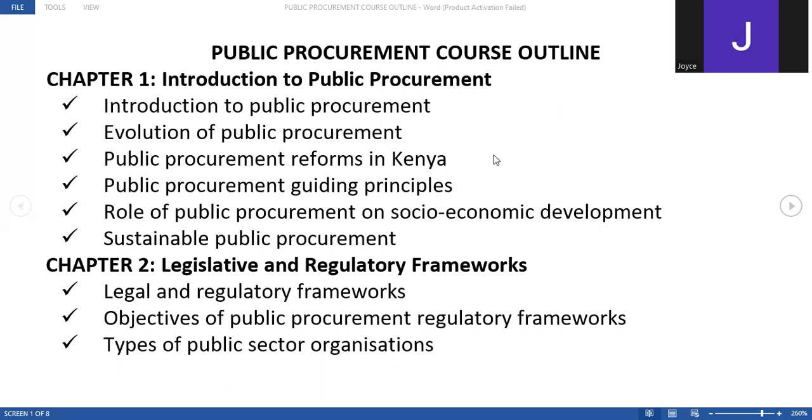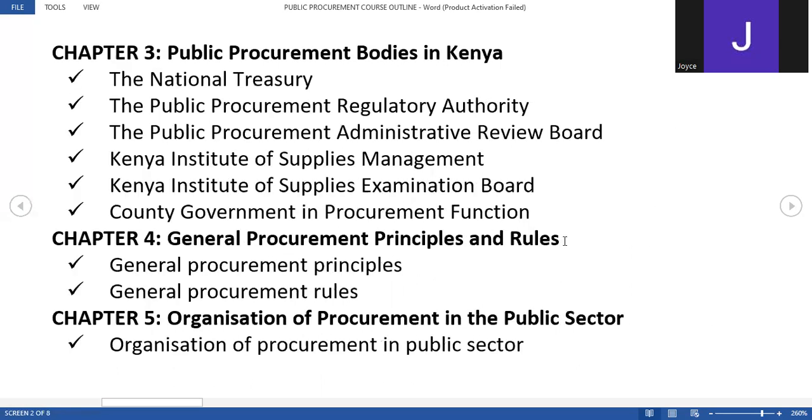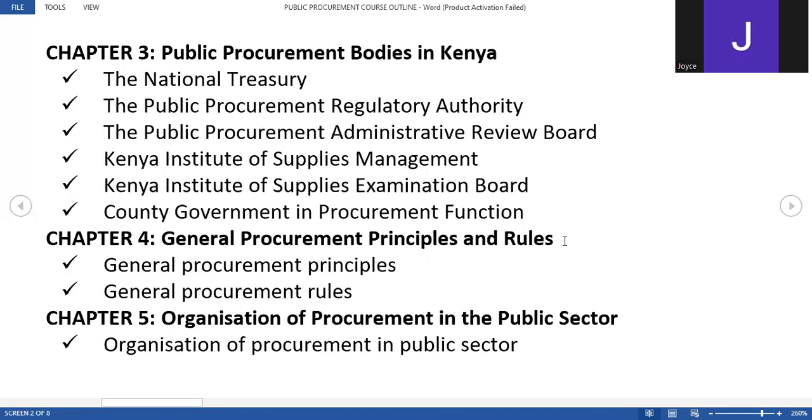Then we shall also talk about the types of public procurement, the public sector organization. And here we'll understand that the government nowadays is divided into two, where we have the central government and we have the county government. Then chapter 3 is about public procurement bodies in Kenya.